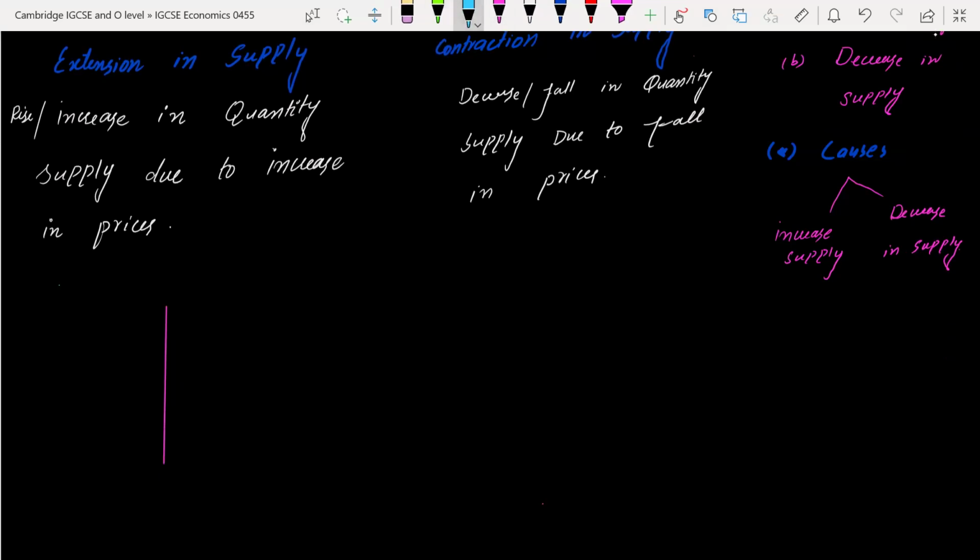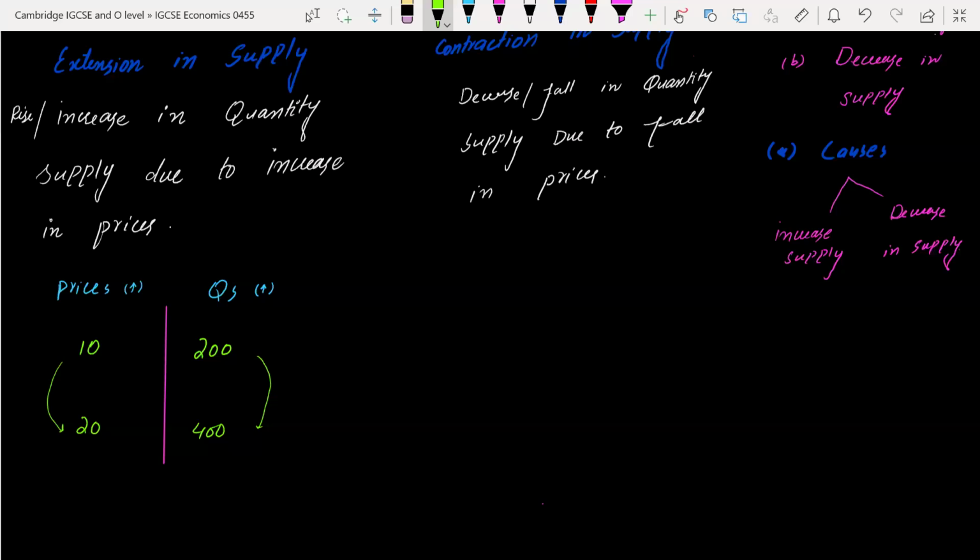Okay, this one is our prices. And this one is our quantity supply. So it's about extension, so the arrow will go up. For example, when the price was $10, the supplier was supplying the quantity 200 units. When the price increased from 10 to 20, the supply also increased from 200 to 400. It's called extension in supply.